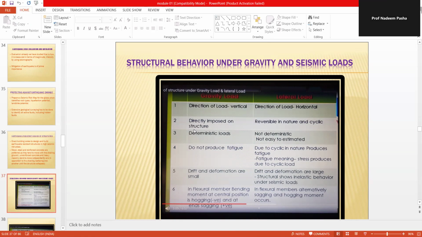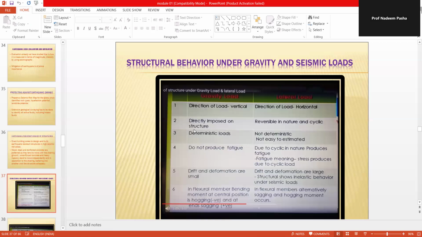If you see here, we are trying to compare how a structure behaves under the application of gravity load and lateral load. The direction of load will be vertical in the case of gravity load, whereas the direction of the load will be horizontal in the case of lateral load. Similarly, gravity load is directly imposed on the structure, whereas lateral load is reversible in nature and cyclic.